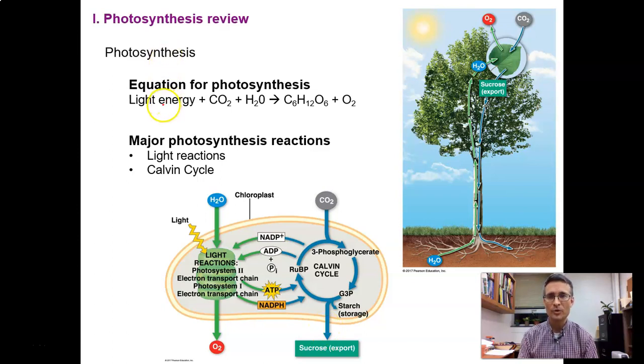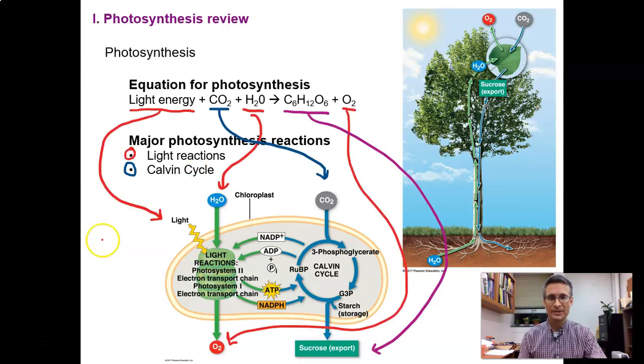We can connect what goes on in our equation for photosynthesis with what happens in our light reactions by looking at the reactants and the products for each of our particular sets of photosynthetic reactions. So our light energy, of course, you see that coming in here, is part of our light reaction, as is water. So here's water in our equation. Then we're using carbon dioxide in our Calvin cycle.